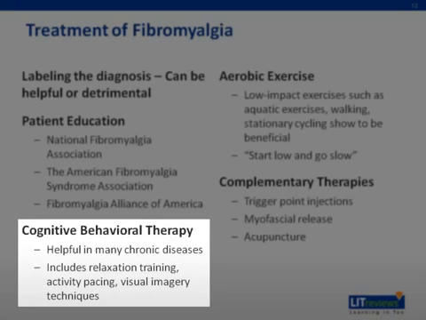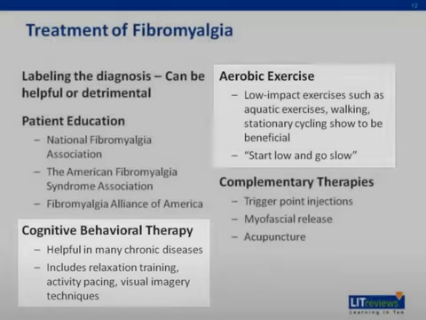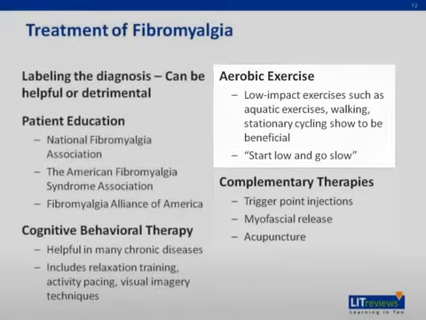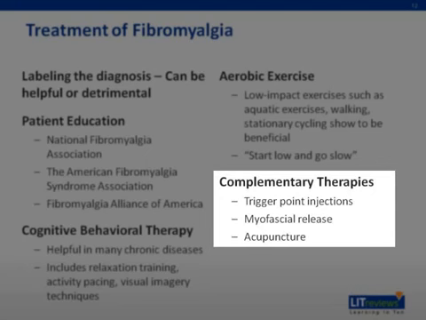Cognitive behavioral therapy, otherwise known as CBT, has been helpful in many chronic diseases and includes relaxation training, activity pacing, and visual imagery techniques. Fibromyalgia patients may find some comfort from these. Aerobic exercises, namely low-impact exercises such as aquatic exercises, walking, and stationary cycling, have been shown to be beneficial. As a general rule, encourage patients to start low and go slow, trying to avoid overexertion and injury, which can sometimes make things worse. Complementary therapies such as trigger point injections, myofascial release, and acupuncture may also be beneficial.